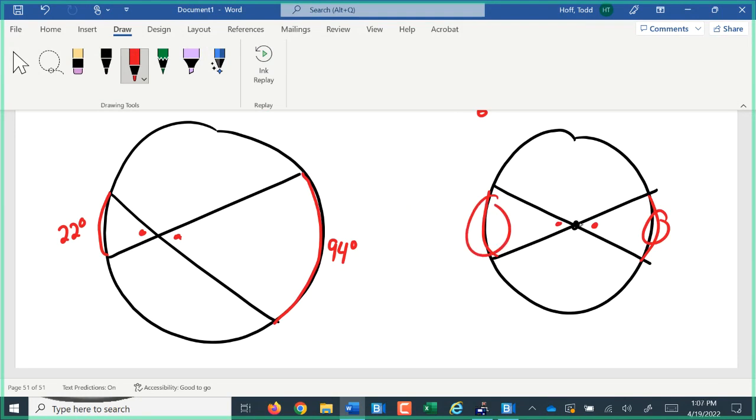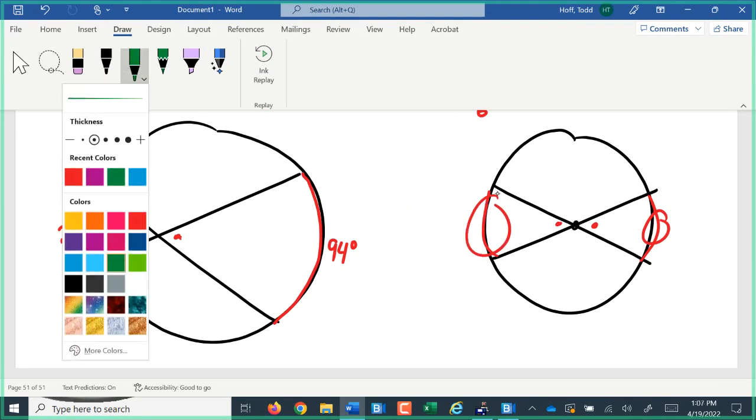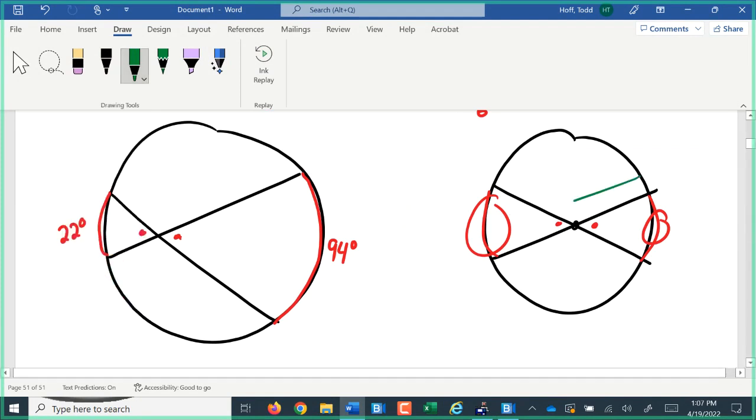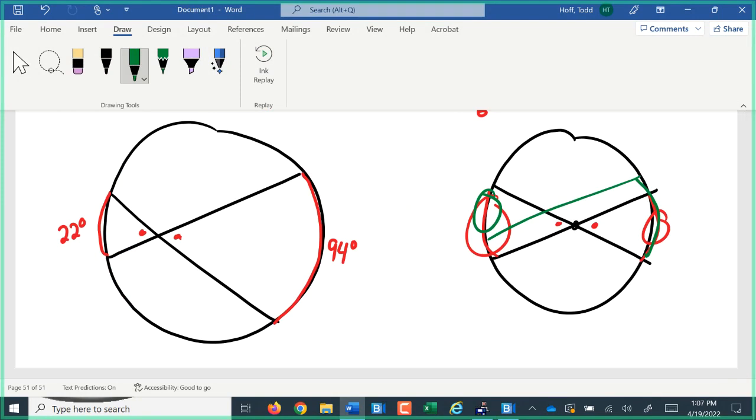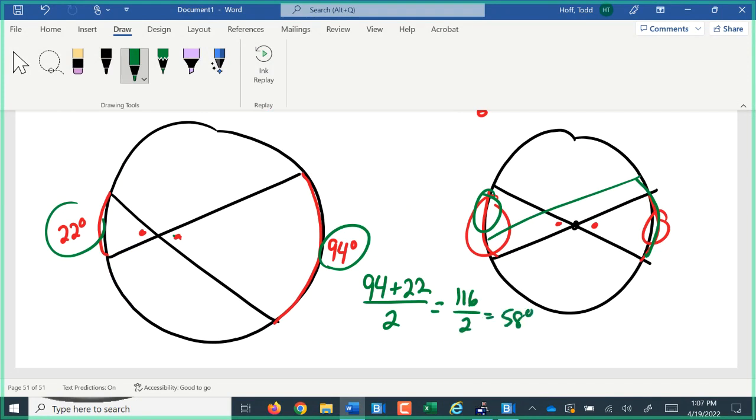As we move that away from the center, this one gets bigger, this one gets smaller. The angle stays the same though. So this angle is just the average of the two arcs. I take 94 plus 22 and divide that by 2. Well, 94 plus 22 is 116, right? Divided by 2 is 58 degrees. It's a 58-degree angle.